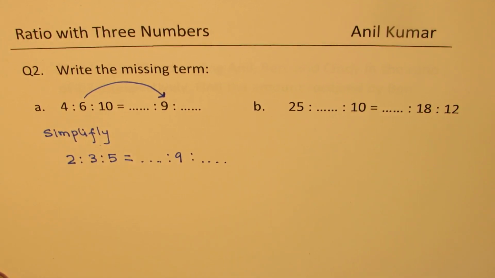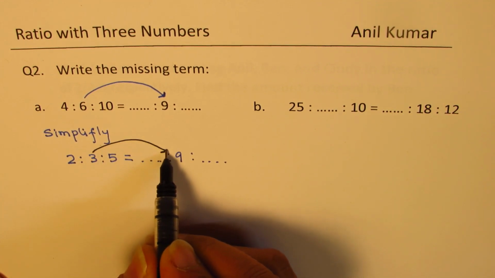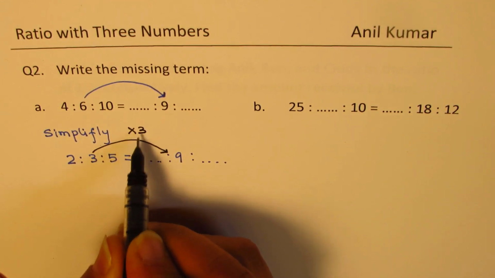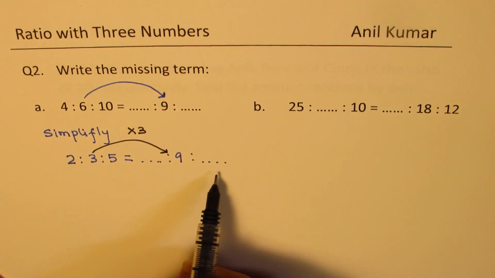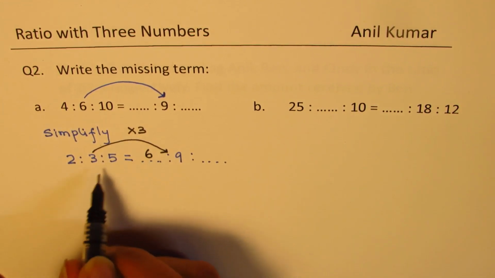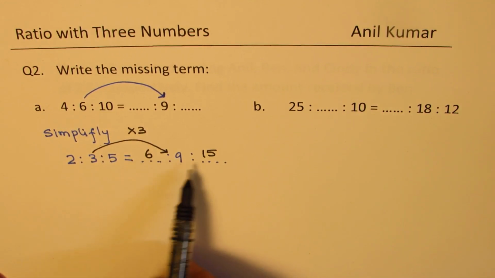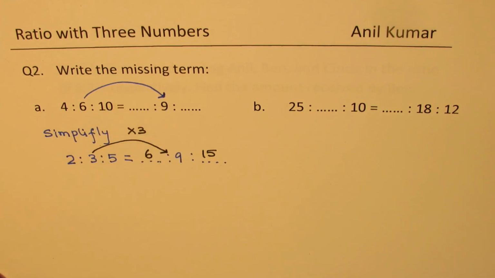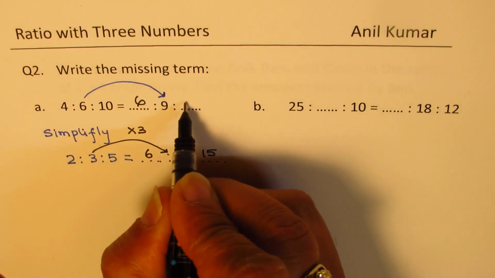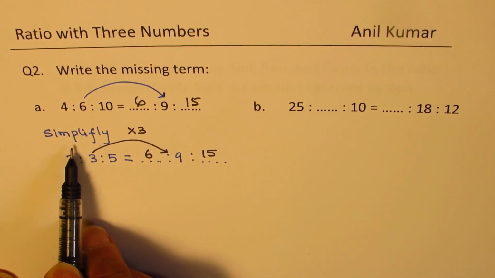Does it make sense to you? Well, once we have done this simplification, we know that going from 3 to 9 is times 3. So we could do times 3 for these two numbers and get the result. 2 times 3 is 6 and 5 times 3 is 15. Perfect. So those are the numbers which could take this place. So 6 and 15 are the other two numbers. Is that clear? So at times you may have to simplify.